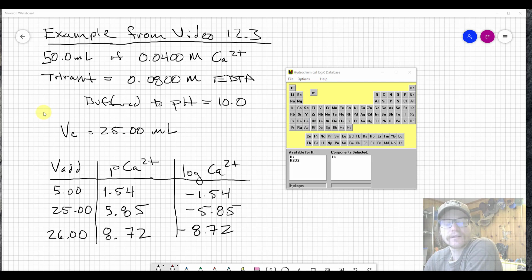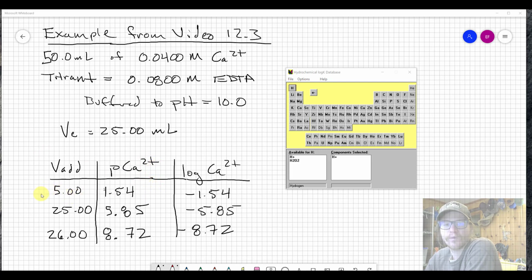So we had a 50 milliliter volume of calcium 2 plus at 0.04 molar, and our titrant was EDTA at 0.08 molar. And remember, this was buffered to a pH of 10.0. We computed the equivalence volume in this system to be 25 mL, and then I have a table summarizing the 3 points that we computed at the different volume additions. V add is the different volumes of the titrant EDTA that we added, and then the resulting computed pCa, so the negative log of calcium in that case.